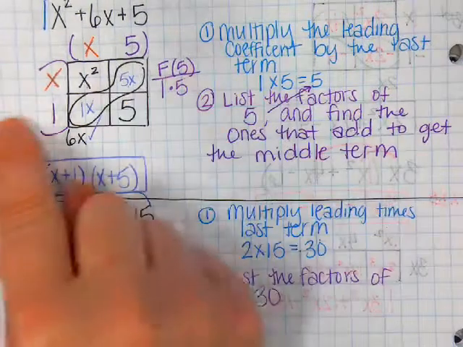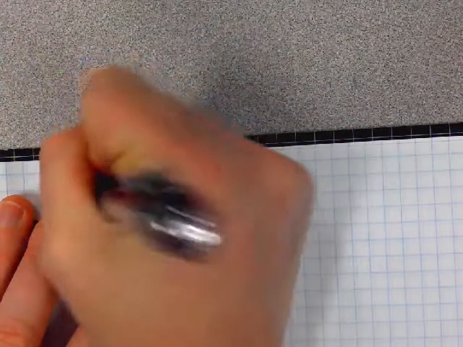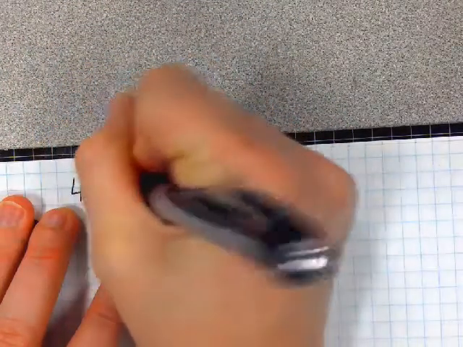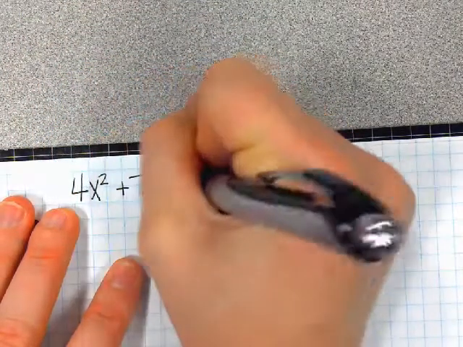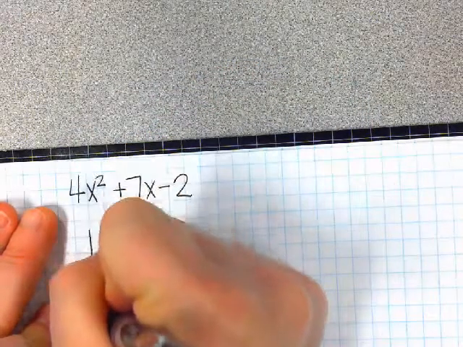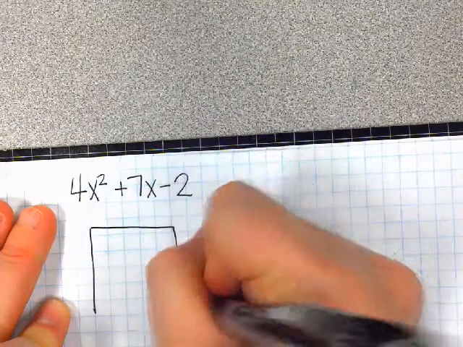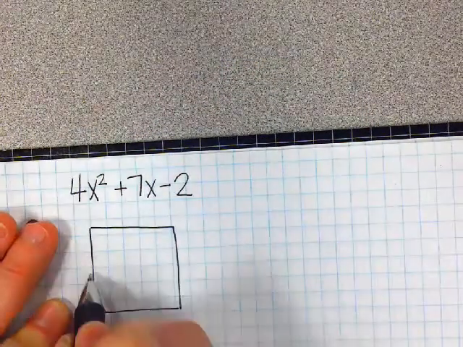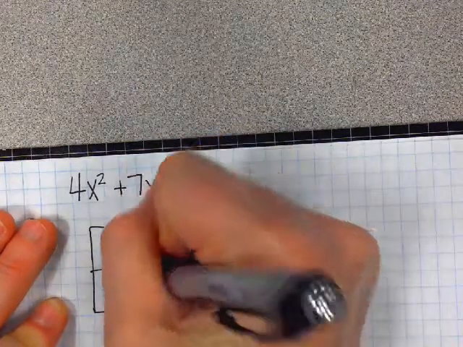Look for the common factor. That one only has x. Look for the common factor that has x. Look for the common factor, 5, and that one's just 1. Okay? Alright, last example. 4x squared plus 7x minus 2.